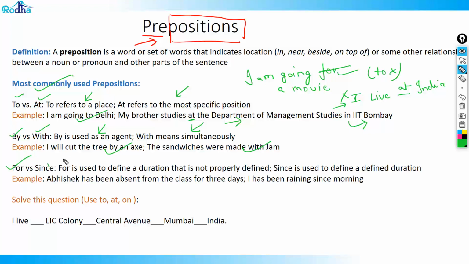Next, for and since. For is used to define a duration that is not properly defined. For example, Abhishek has been absent from the class for 3 days. Do you know which 3 days? Does it say last 3 days? No. So that's why the duration is there, but it is not properly defined. So you'll say for. It has been raining since morning. Now morning has to refer to today, and therefore since morning, you know it is properly defined, therefore you'll use since.